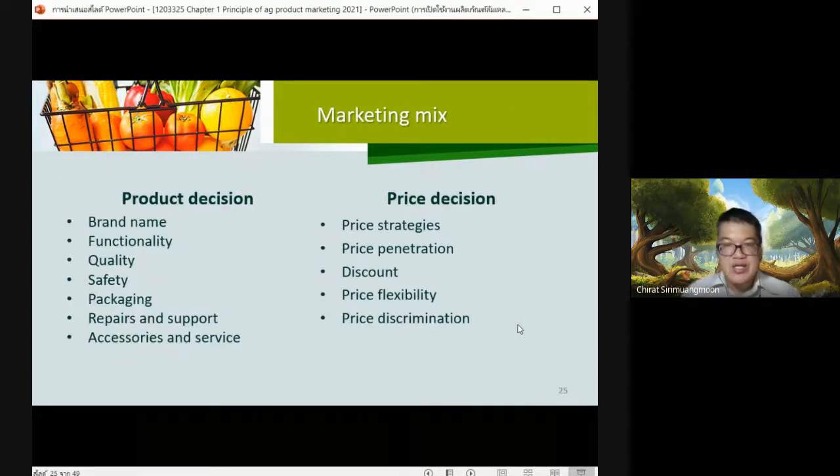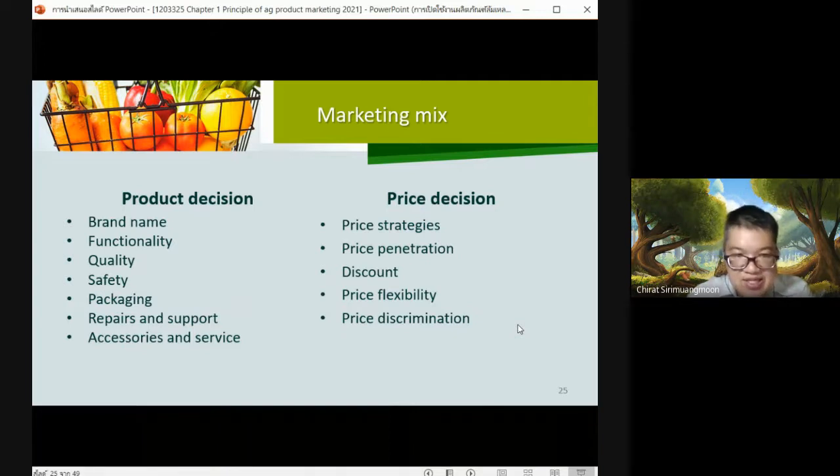Then let me just quickly review the marketing mix. For the production decisions, we have four P's, as you remember: product, price, place, and promotion. About product decisions, we consider the brand name, functionality, quality, safety, packaging, repair and support, and service. Price strategy, price penetration, discount, price flexibility, and price discrimination are for price decisions.